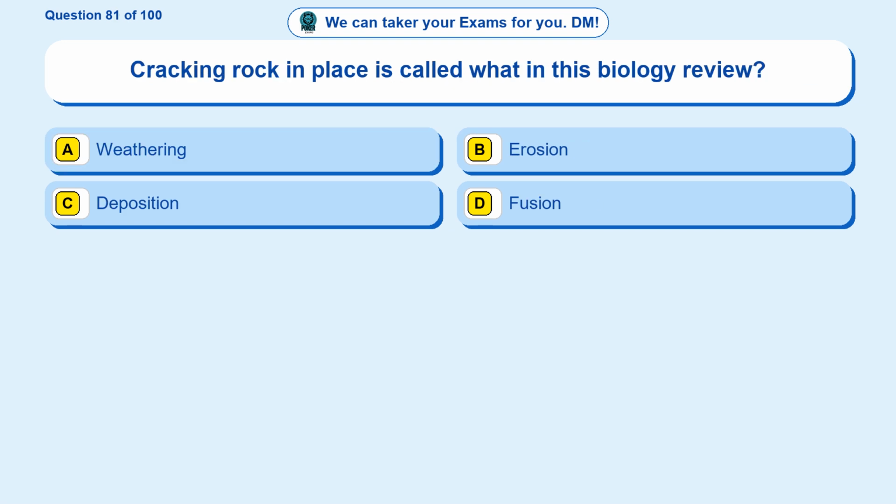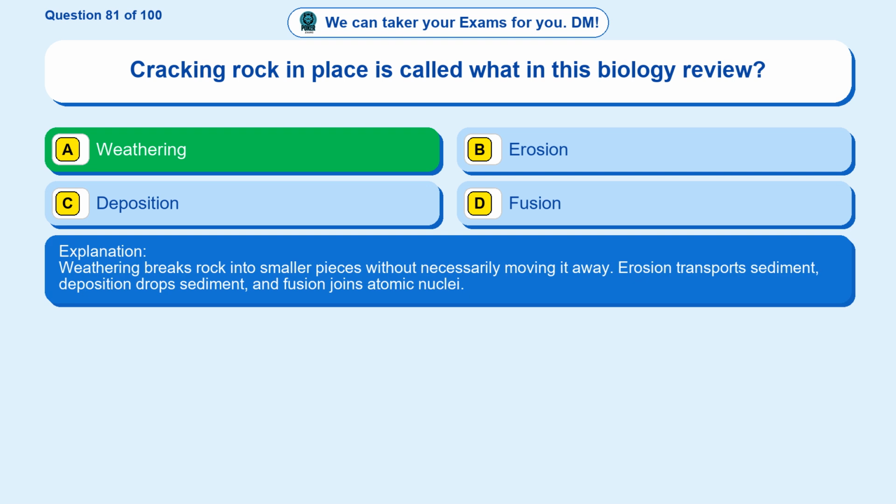Question 81. Cracking rock in place is called what in this biology review? Option A, weathering. Option B, erosion. Option C, deposition. Option D, fusion. The correct answer is option A, weathering. Weathering breaks rock into smaller pieces without necessarily moving it away. Erosion transports sediment, deposition drops sediment, and fusion joins atomic nuclei.